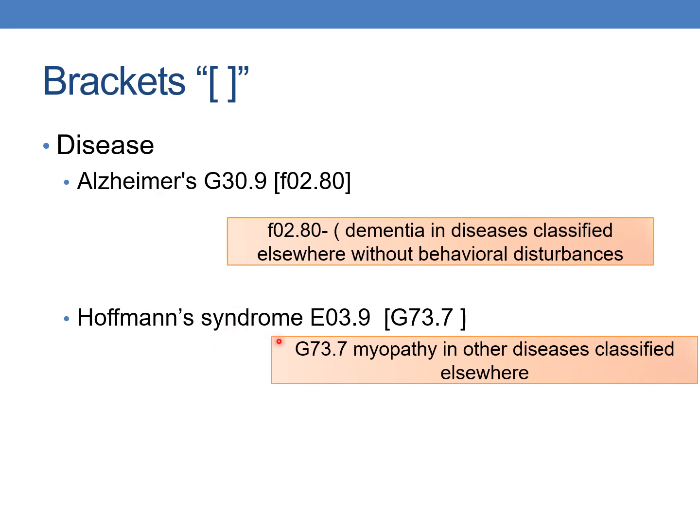One more example is Hoffmann's syndrome. This is given by E03.9 followed by G73.7. So hypothyroidism may manifest with myopathy. E03.9 is a code for hypothyroidism. So that condition is called Hoffmann syndrome. Here G73.7 is myopathy in other diseases classified elsewhere. Myopathy in hypothyroidism is given by Hoffmann syndrome. So whenever you need to code Hoffmann syndrome, you have to give two codes, E03.9 followed by G73.7. Here G73.7 is indicated in brackets because this is a manifestation code.